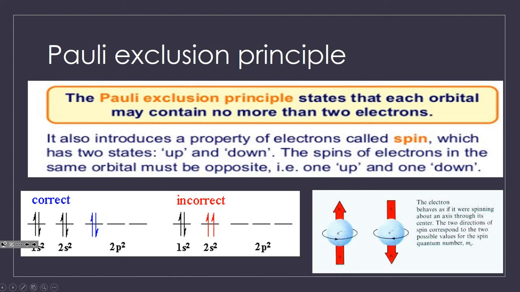Okay, so put it in your own words. What is Pauli's exclusion principle? They have to be opposite spins.